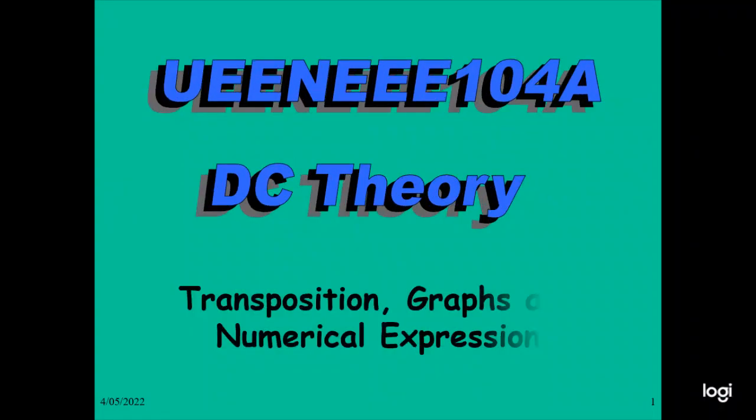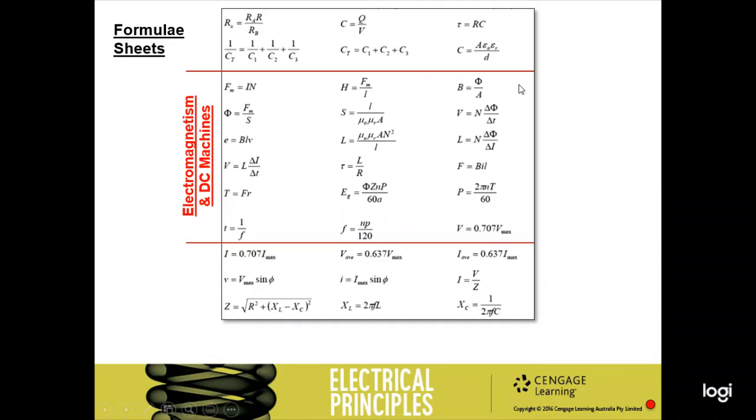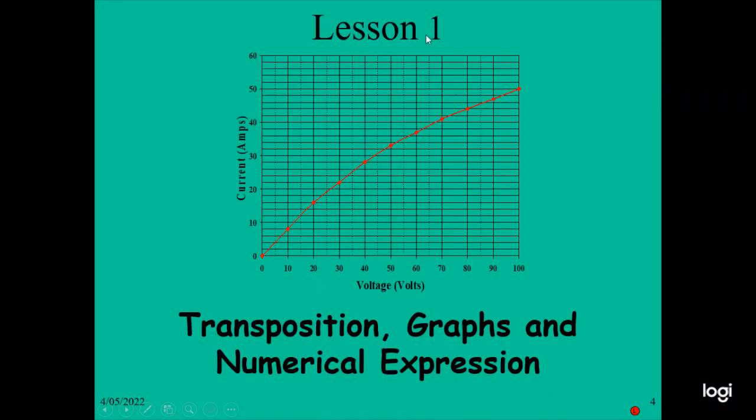So we're talking about the E104A DC theory, transposition, graph, and the numerical expression. They are in the formula sheet. Those formula sheets are talking about the DC theory's required formulas. So this is the resistor, capacitor, and magnetic circuit formula sheet. So this is for the transposition, graph and expression.